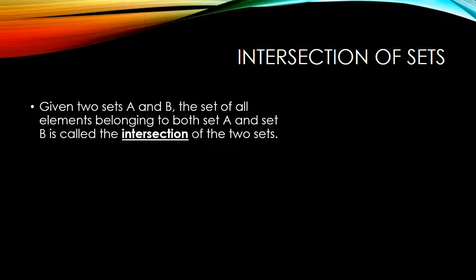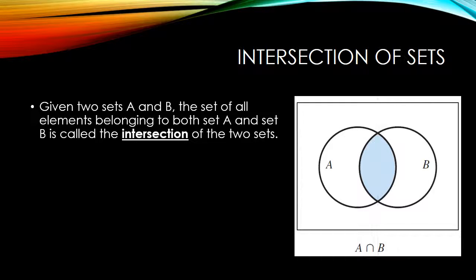And now we're going to talk about the intersection of two sets. If you're given two sets A and B, the set of all elements belonging to both set A and set B is called the intersection. And here you have it pictured in a Venn diagram. The shaded blue area would be the intersection. And you note the symbol looks kind of like an upside down U. It means A intersection B.